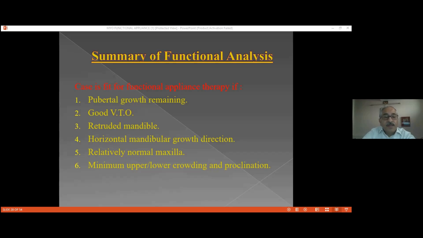A relatively normal maxilla is very important because we do not want any changes in the maxilla, and minimum upper and lower teeth crowding and proclination. We don't want too much proclination because in the lower arch the proclination is going to deteriorate, and the crowding cannot be relieved by the functional appliances. Hence, we want a minimum amount of crowding in the lower arch and no proclination in the lower arch. These are the 6 points which fit the case into functional appliance therapy.